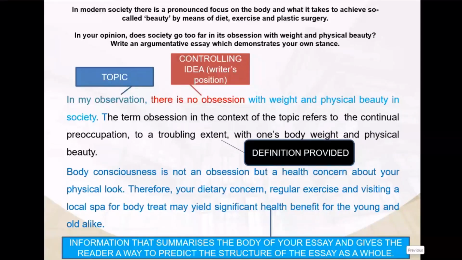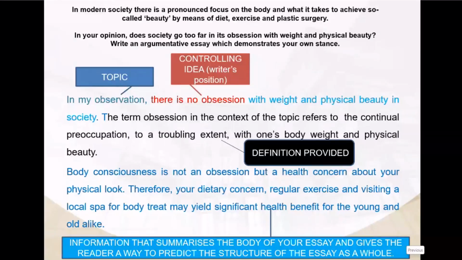Now, let's look at the ideas that the student is going to use to support their stance or position on the topic. It says body consciousness is not an obsession, but a health concern about your physical look. Therefore, your dietary concern, regular exercise, and visiting a local spa for body treatment may yield significant health benefits for the young and old alike. This tells us how the student is going to be supporting their stance on the topic.